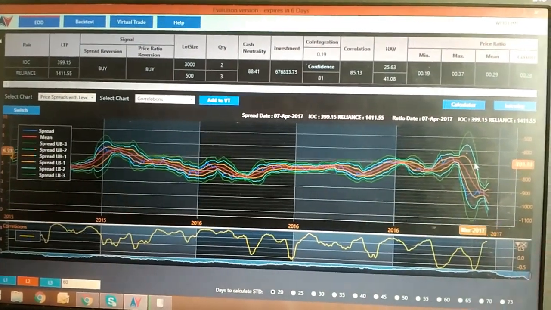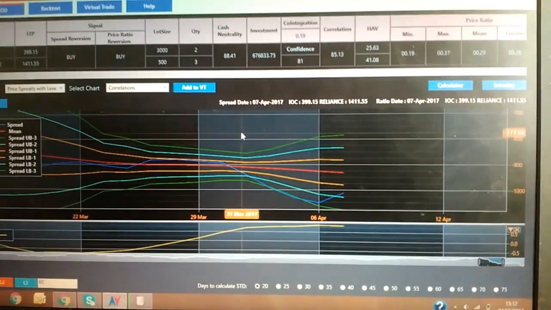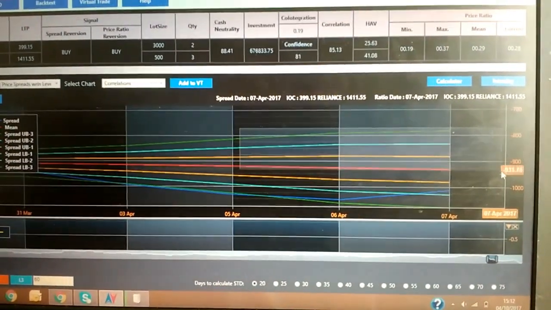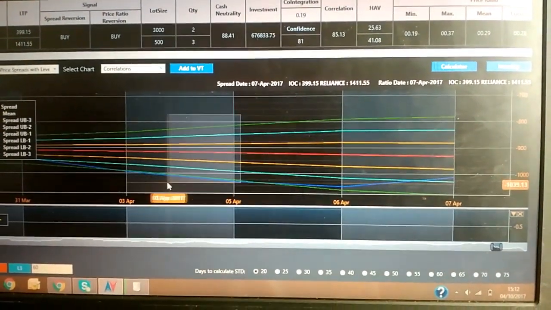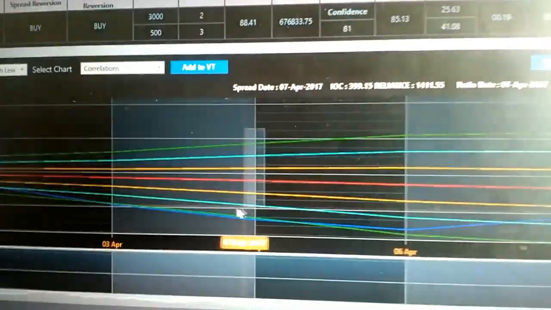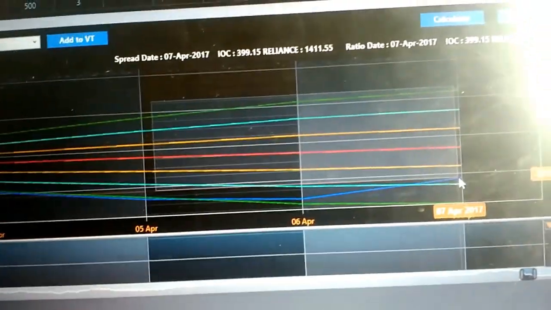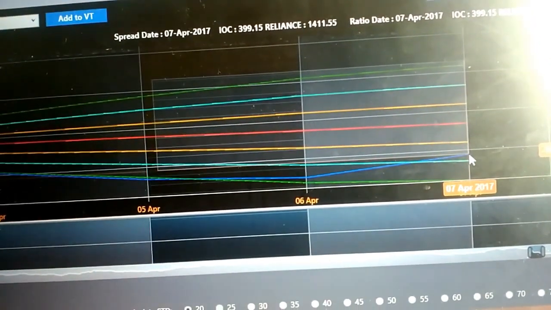Then you will see a graph like this, wherein you can see. So when we have taken L2, L2 means this blue color line is our stop, so it has to cross level 2 and then again it has to come back. When it is coming back, that is the time when our software gives a signal.